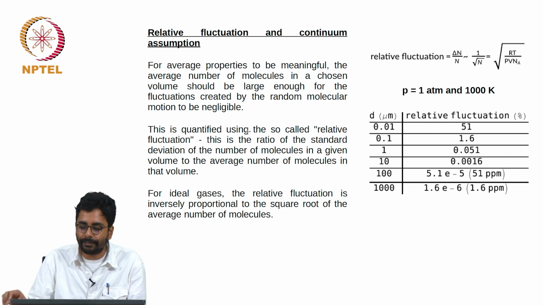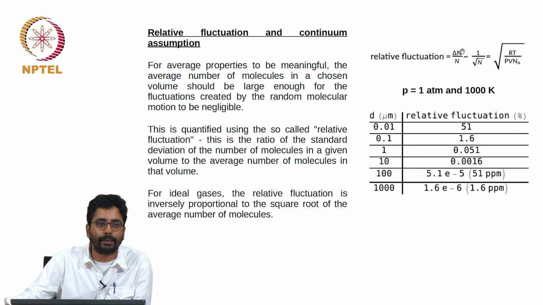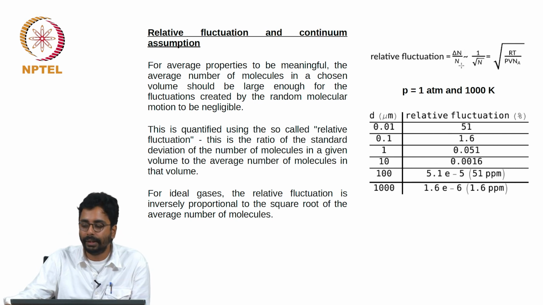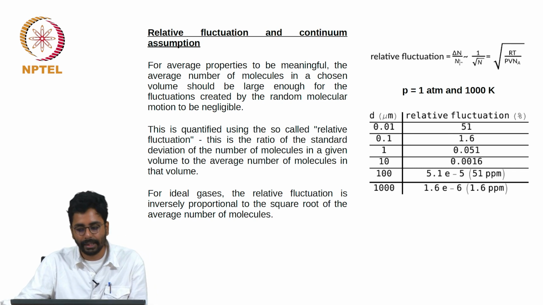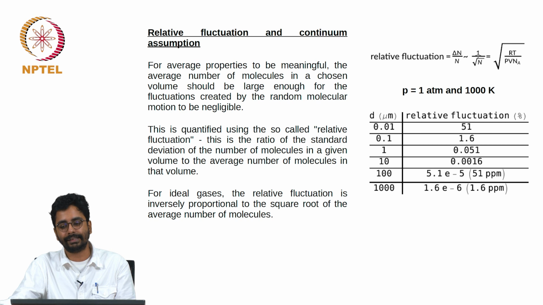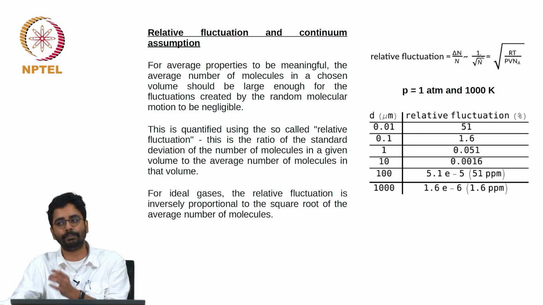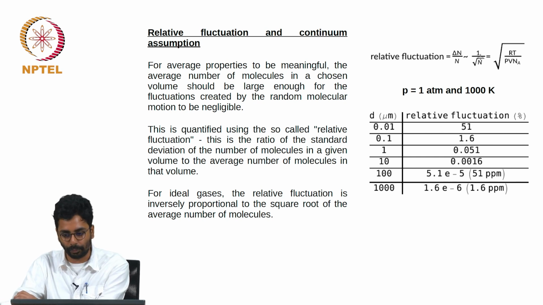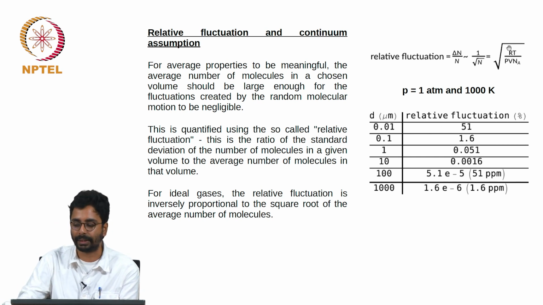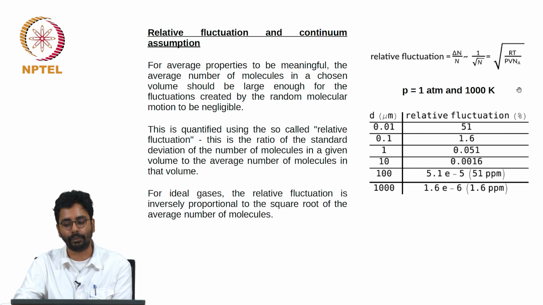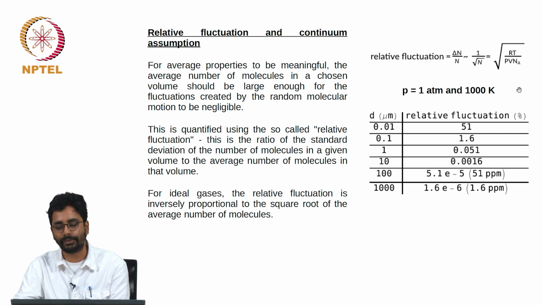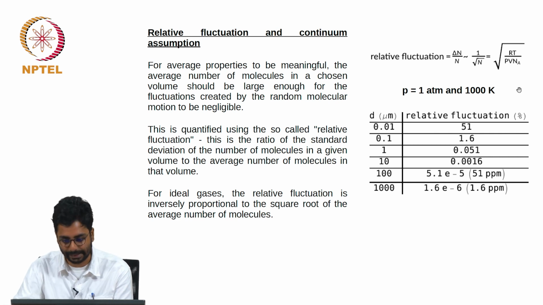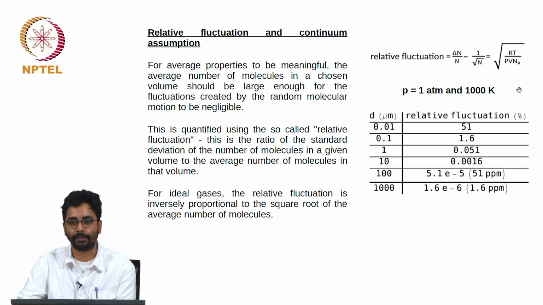So, relative fluctuation is defined as a measure of the fluctuation in the number of molecules in a chosen volume divided by the average number of molecules in that volume. For ideal gases, this quantity varies as 1 by square root of N. N is the number of molecules which are present in that small volume, which we know from the ideal gas equation of state goes like this: square root of RT over PV times Na. Na is the Avogadro constant, which is about 6 into 10 raised to 23.